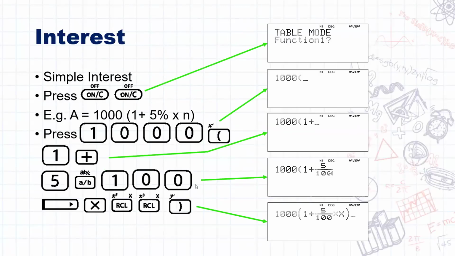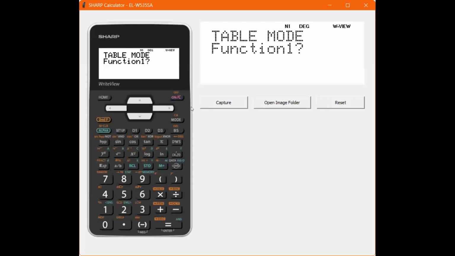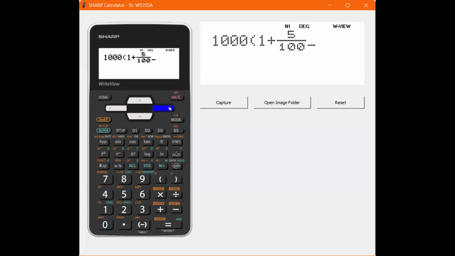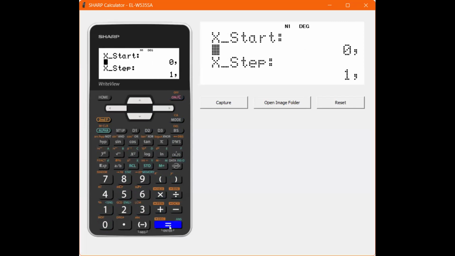Let's talk about interest. When we learn about interest in grade 9, we learn the formulas for simple and compound interest. The simple interest formula says that if I invest 1,000 Rand at an interest rate of 5%, so 5 over 100, per year, then instead of writing in a number of years, I'm going to put in an X because I want to see how it grows. Let's delete that other one, it's not relevant. Again, we'll start and step at 0 and 1.